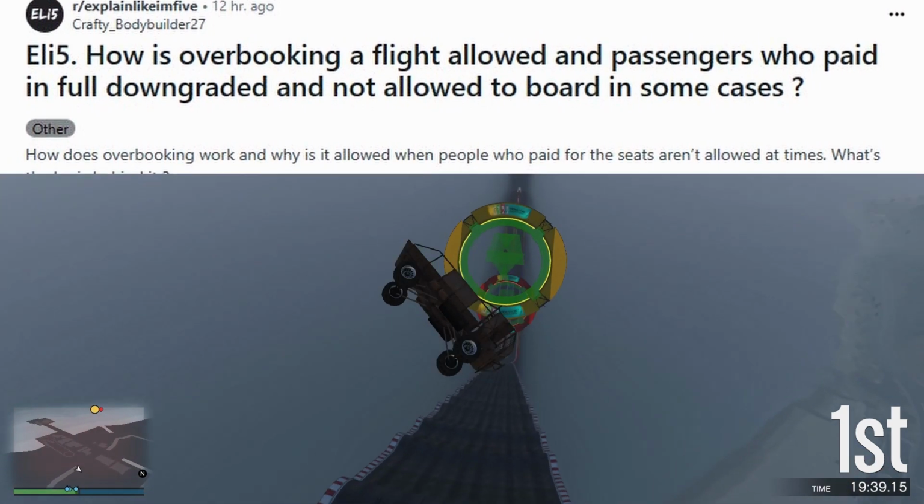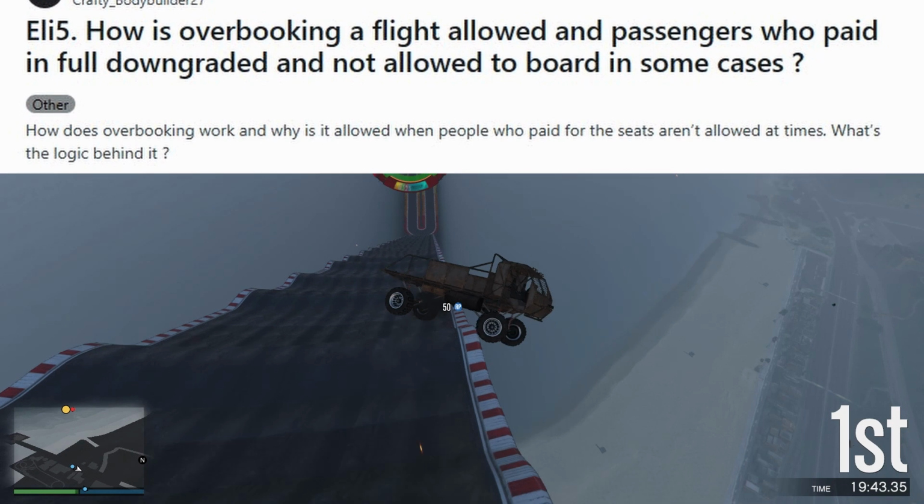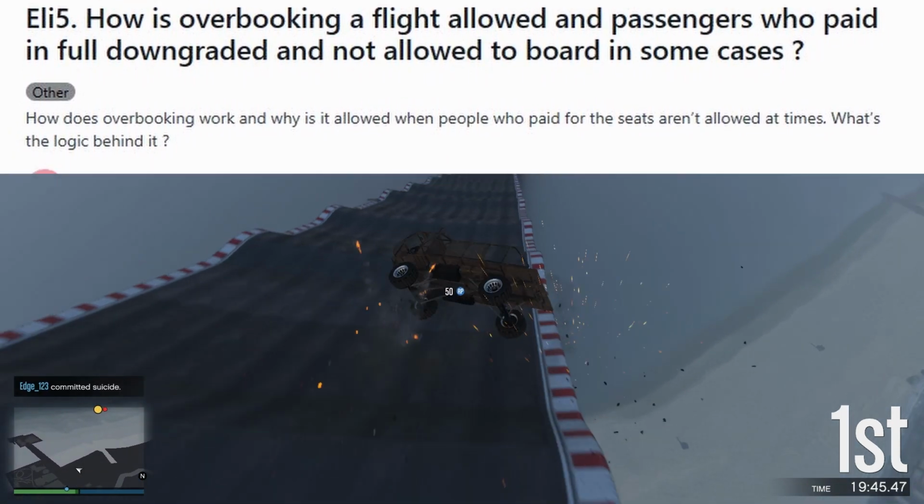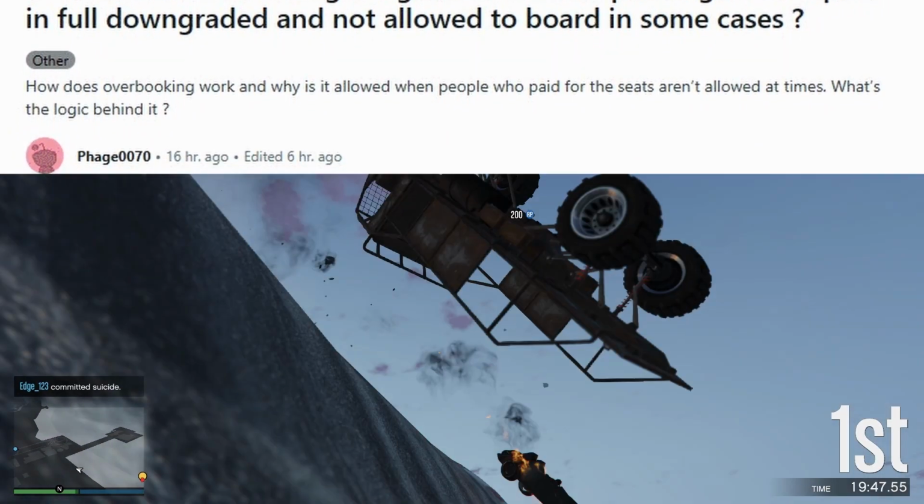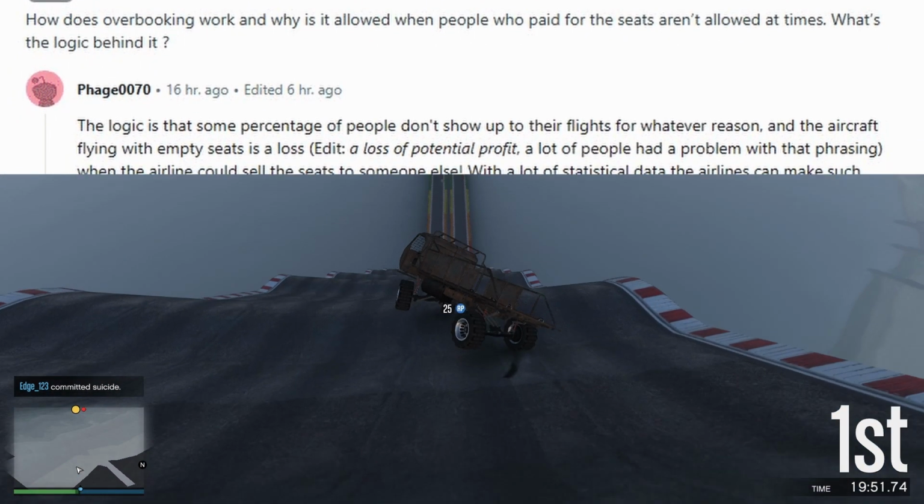ELI5: How is overbooking a flight allowed, and passengers who paid in full downgraded and not allowed to board in some cases? How does overbooking work, and why is it allowed when people who paid for the seats aren't allowed at times? What's the logic behind it?